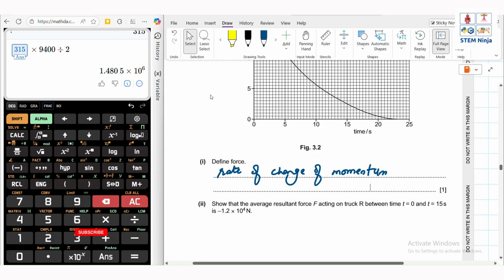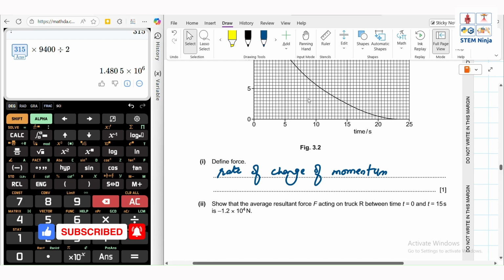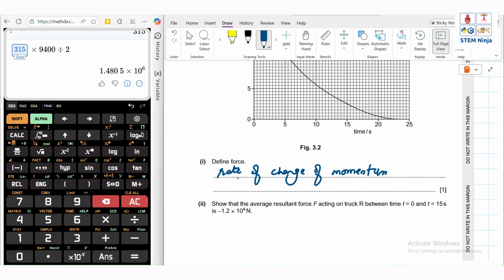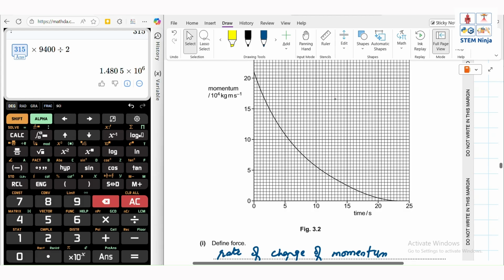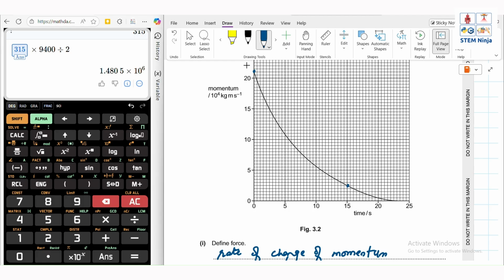Show that the average resultant force acting on truck R between time t equals 0 and time t equals 15 seconds is minus 1.2. So we just need average resultant force. Basically we can draw a line connecting these 2 points. They're not asking for instantaneous, they're asking for average.